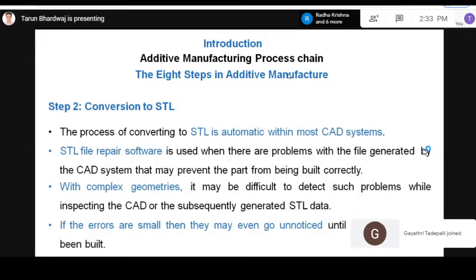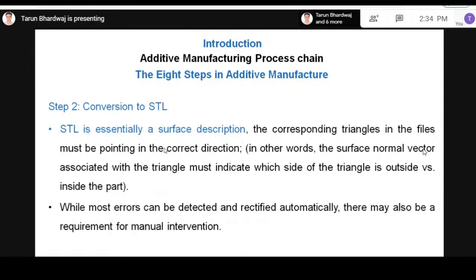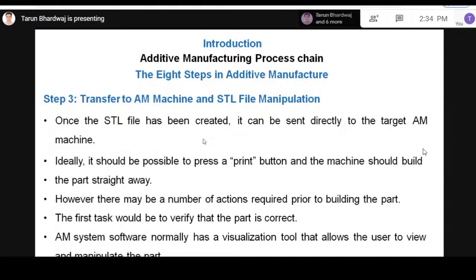Now, after converting to STL, we repair it if we have some defects in it. After conversion, we transfer it to the AM machines, and we also have to do STL file manipulation. When the STL file is created, it is sent directly to a target AM machine. After that, it should be possible to press a print button and the machine should build the part straight away.